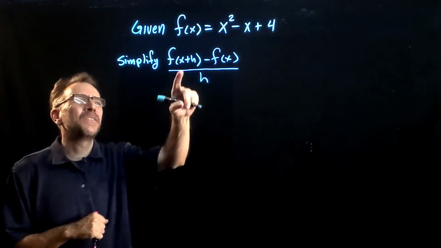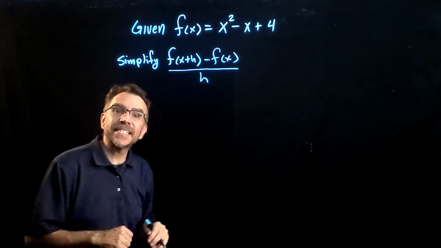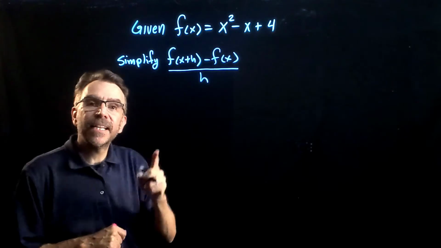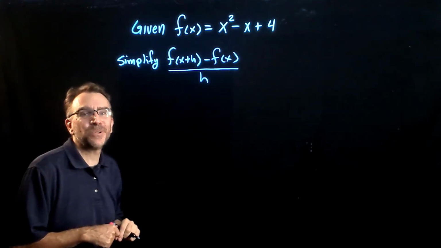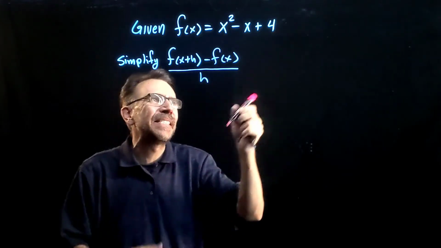Okay, here we're given a quadratic function, f of x equals x squared minus x plus 4, and we're asked to simplify f of x plus h minus f of x, all over h. That's also known as the difference quotient. All right, so let's begin by figuring out what f of x plus h is.